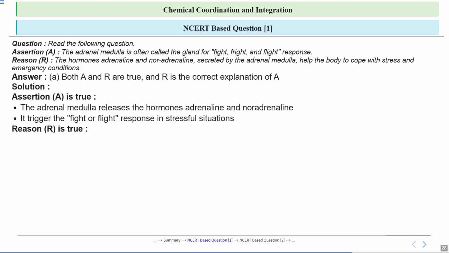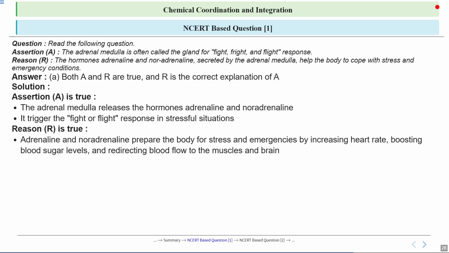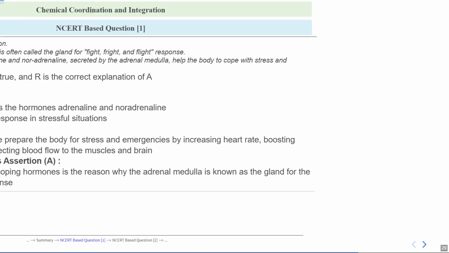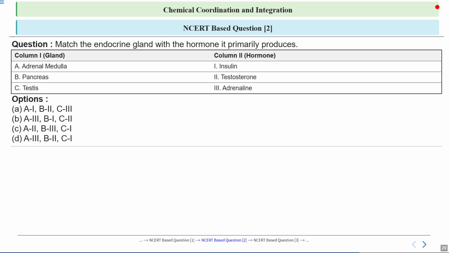The reason is also true. Let's see why. Because adrenaline and noradrenaline prepare the body for stress and different kinds of emergencies by increasing heart rate, boosting blood sugar levels, and redirecting blood flow to the muscles as well as the brain. Let's see why the reason correctly explains the assertion. So the release of these stress coping hormones is the reason why the adrenal medulla is known as the gland for the fight or flight response. So our option number A was correct.